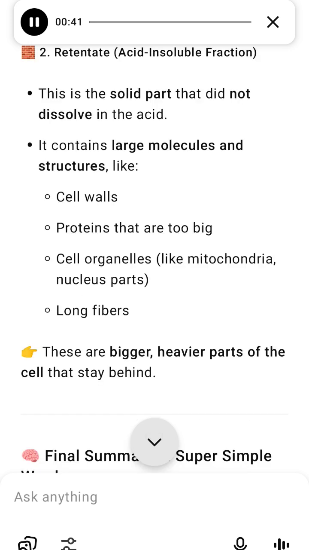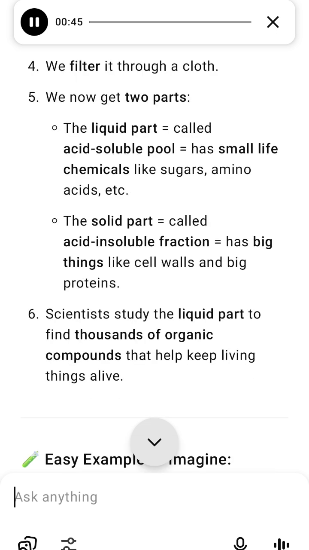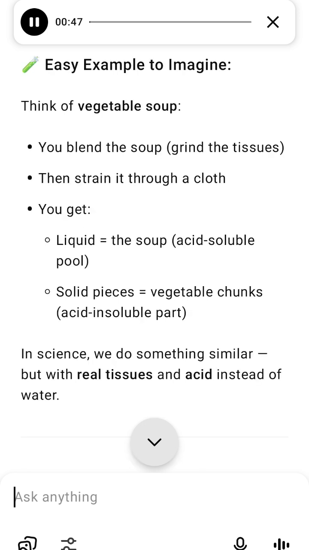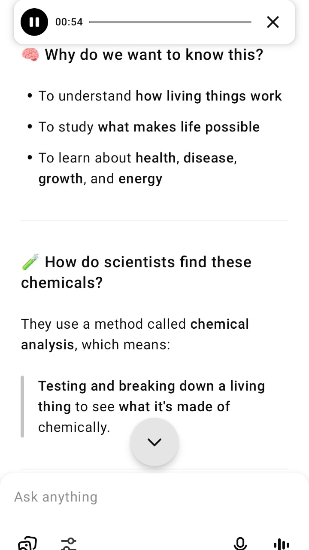Example to help you picture it. Think of making orange juice. You crush an orange, like grinding tissue. You strain it through a strainer, like using cheesecloth. You get juice, equals liquid with vitamins and sugar, the acid-soluble pool. Pulp, thick bits left behind, is the acid-insoluble part. It's the same idea in science, but with living tissues and acid.